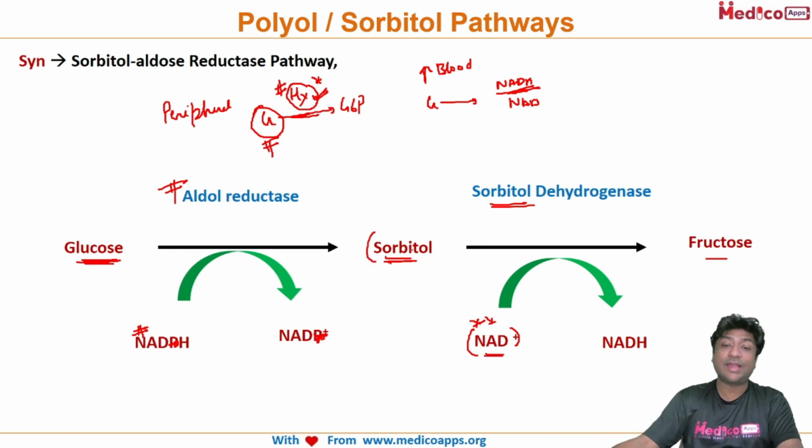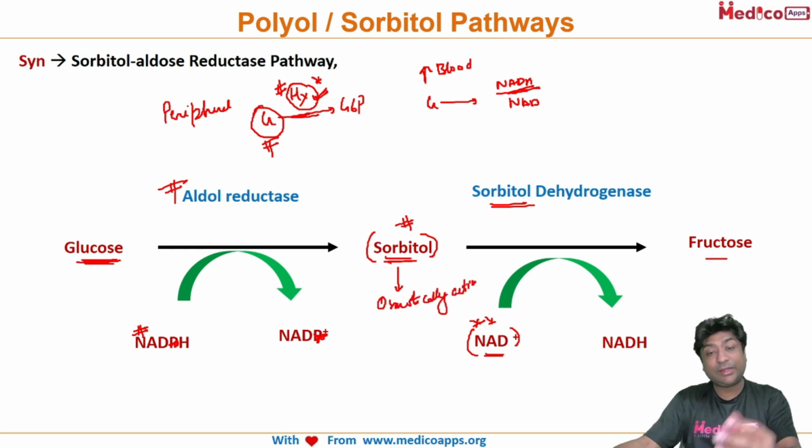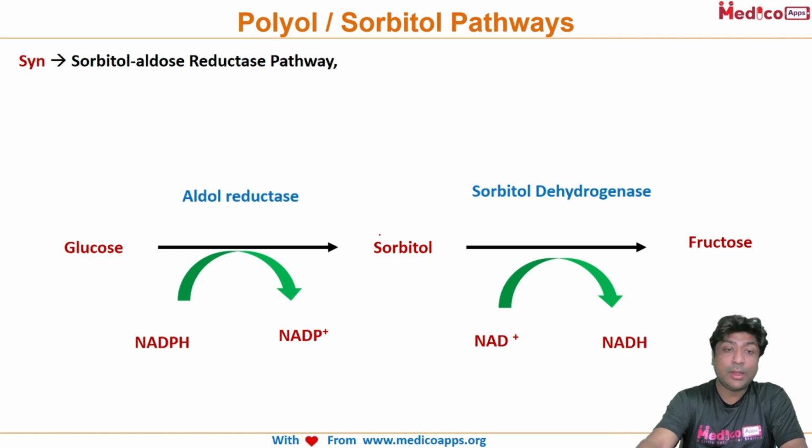So what will happen? There is an accumulation of sorbitol. What will happen because of sorbitol accumulation? This sorbitol is osmotically very active. So it will keep withdrawing water into the cell, which will lead to osmotic injury of the cell, and all the microvascular complications will happen because of that. All the microvascular complications will happen because of the osmotic injury caused by the accumulation of sorbitol. So this is the polyol or sorbitol pathway.